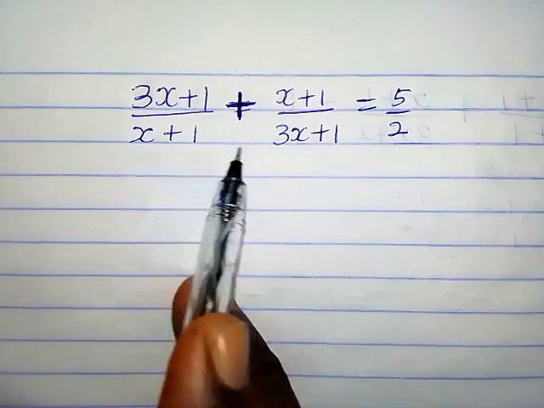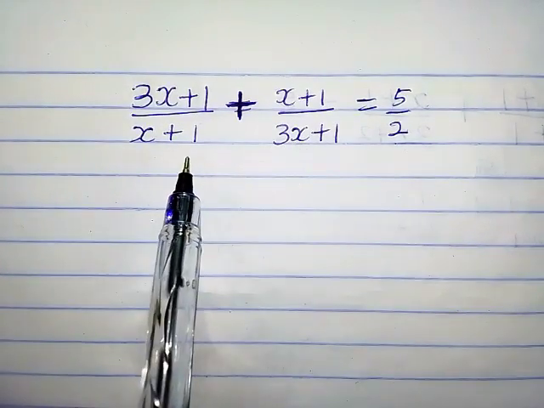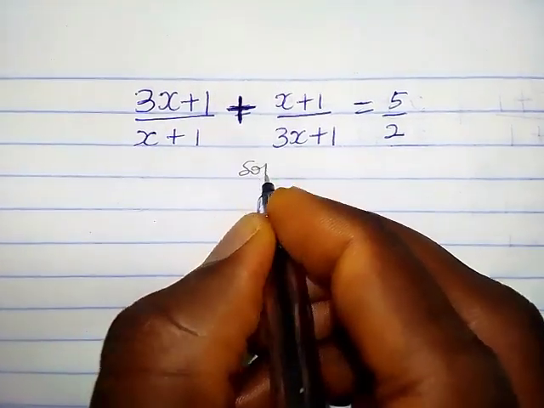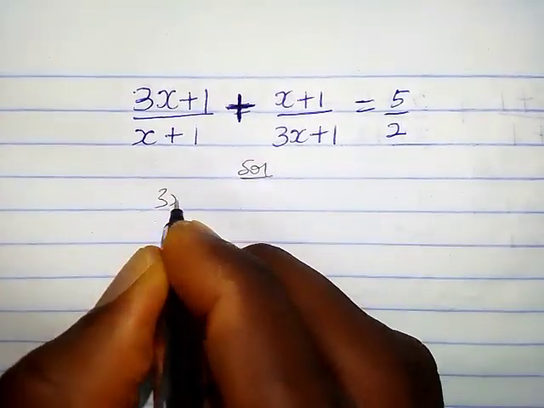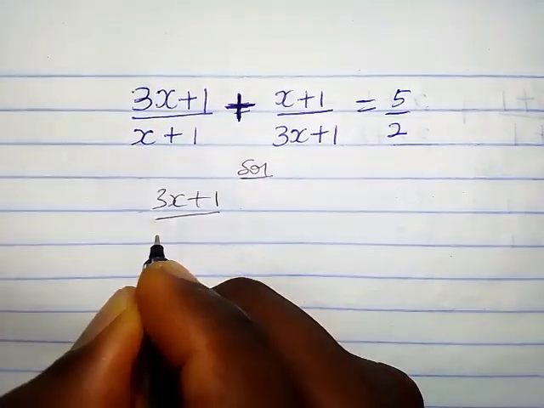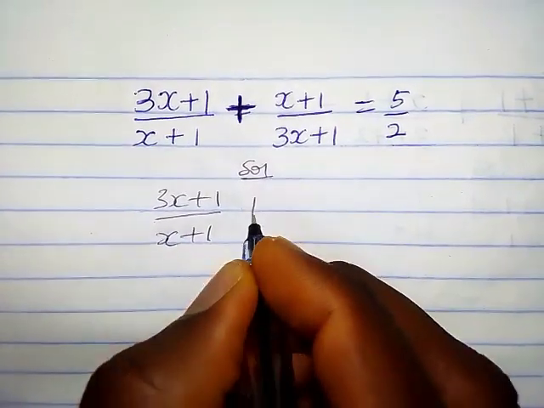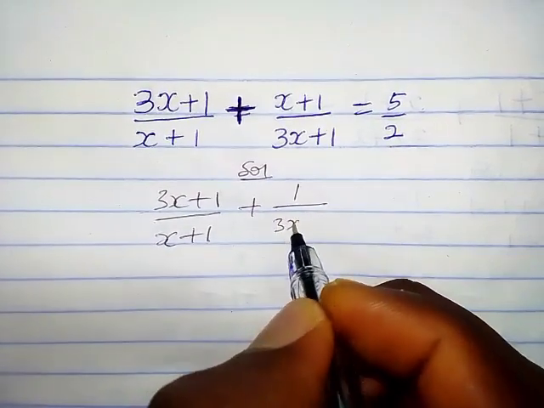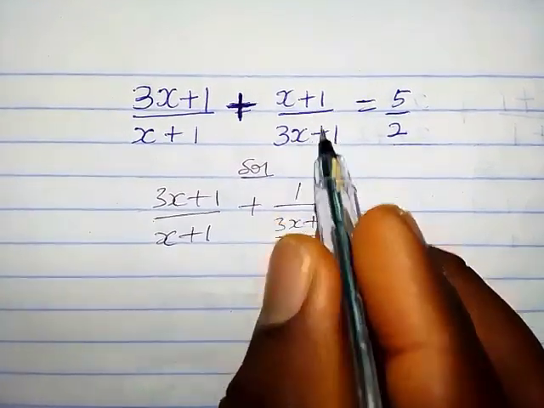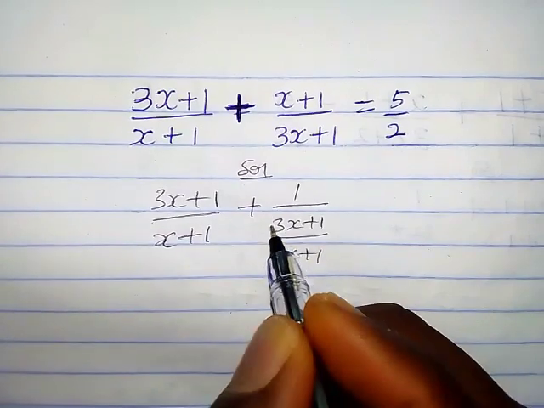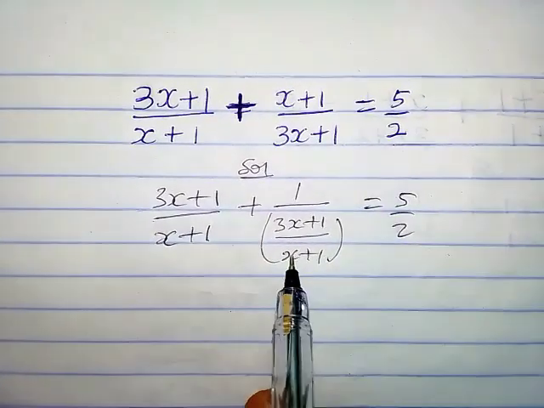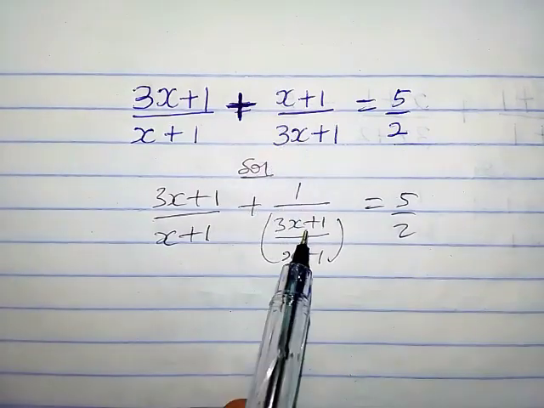How do we find the integral value of x such that the left hand side equals 5 over 2? Let's dive into the solution. So we have 3x plus 1 over x plus 1 plus, we can write this guy as 1 over 3x plus 1 over x plus 1. So let's put this in brackets, which equals 5 over 2. That is, we just take the inverse of this, so we obtain this.